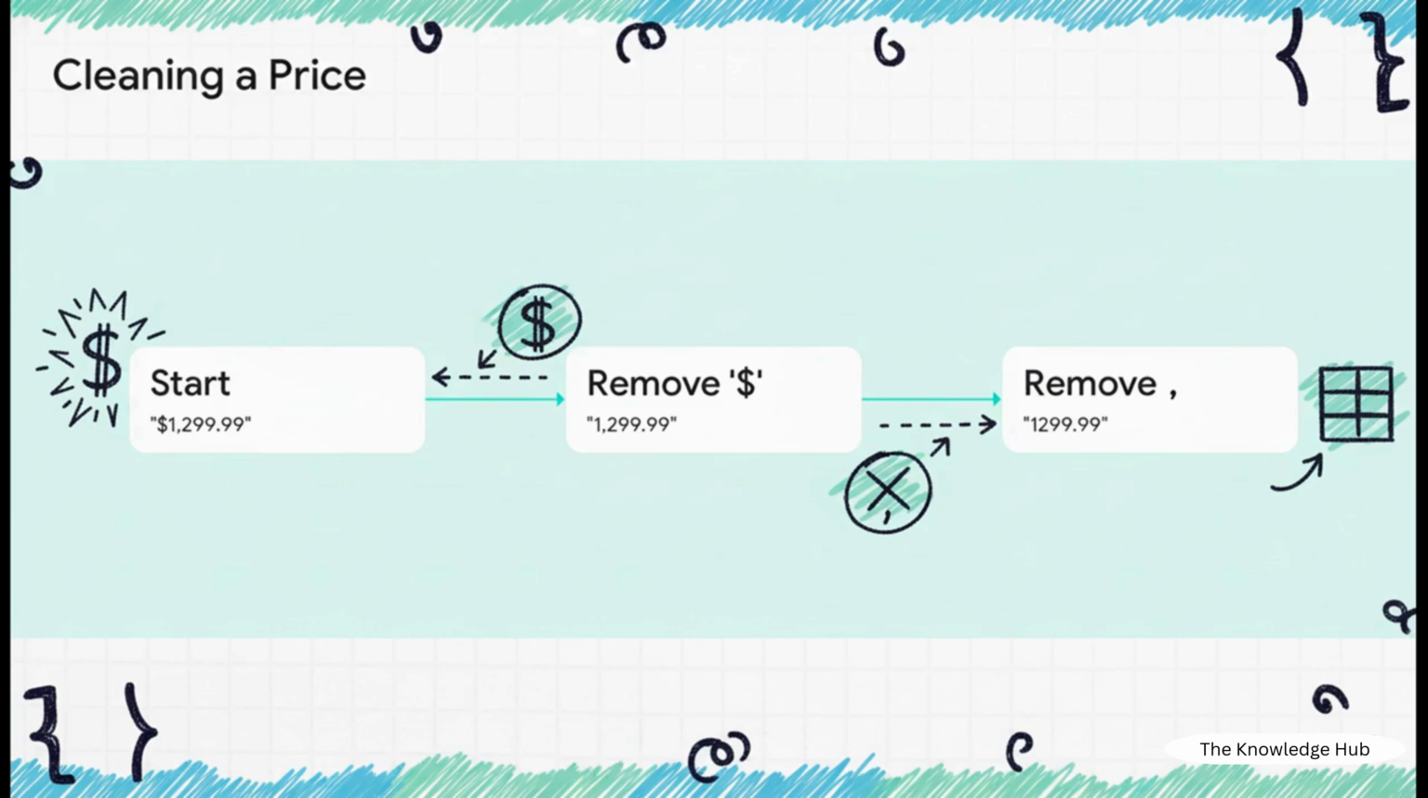This is a perfect example of just how powerful chaining methods can be. We're using the replace method multiple times, all in one go. You see how we can chain these commands together? First, we zap the $ sign. Then, on that result, we get rid of the comma. This step-by-step process turns a messy price string into a clean number that's ready for math.